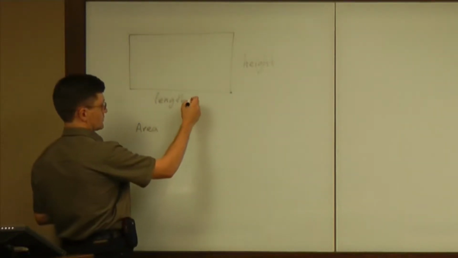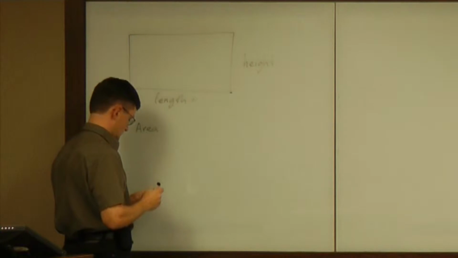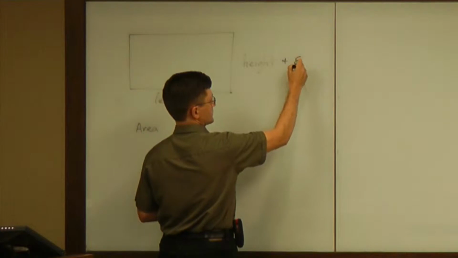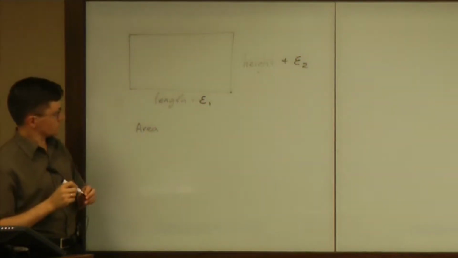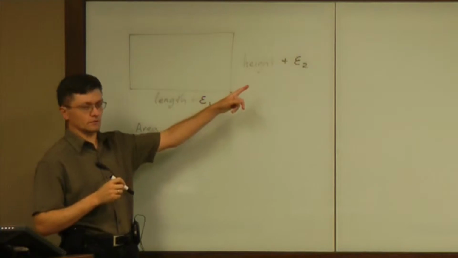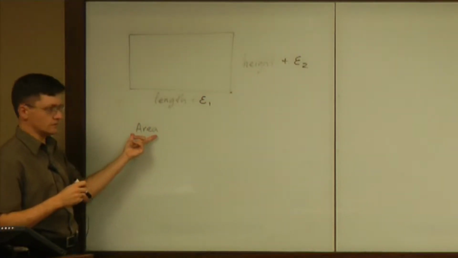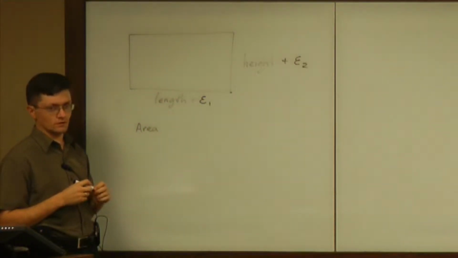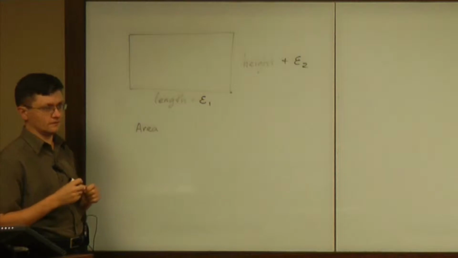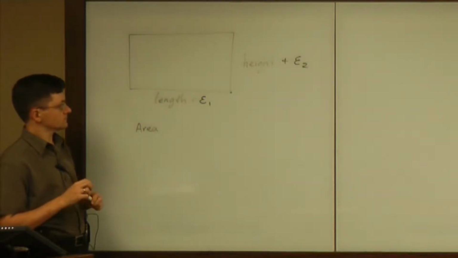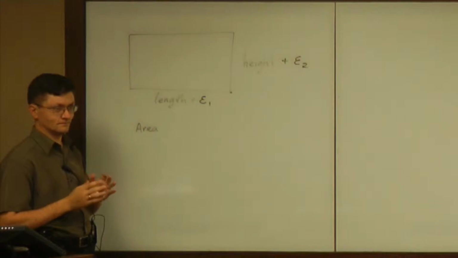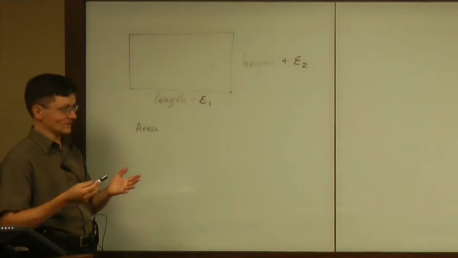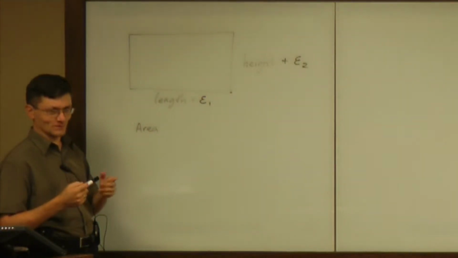So length can be measured with some error, say error 1. Height can be measured with some error 2. And the question was, if you think about those two errors affecting the error in my computation of the area, which one is affecting the most? Did you give it any thoughts? So what do you think?